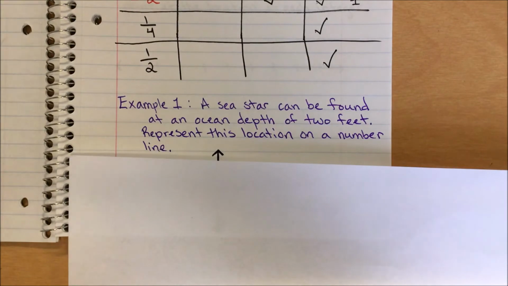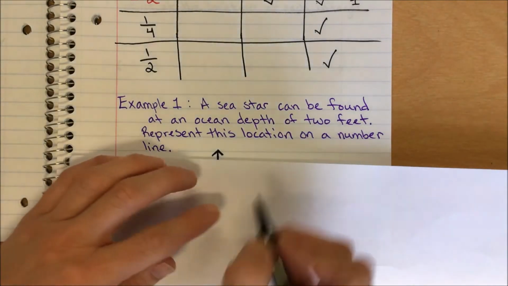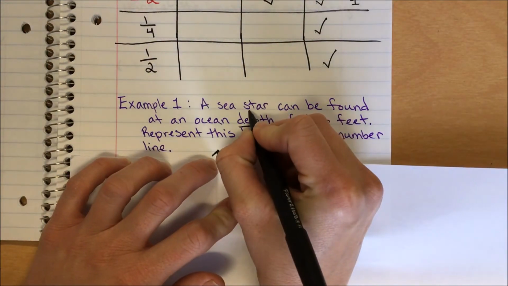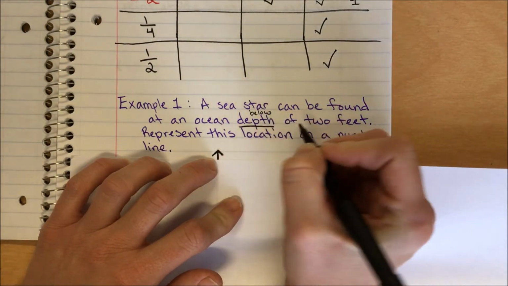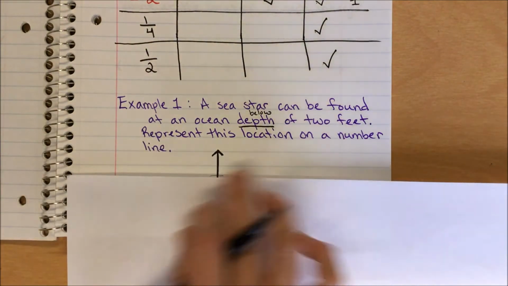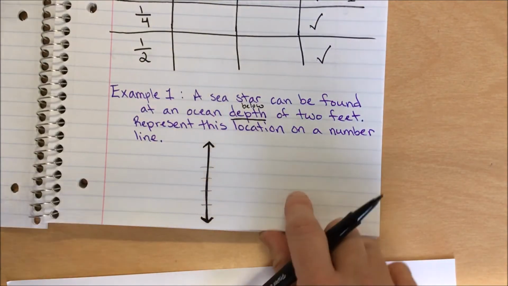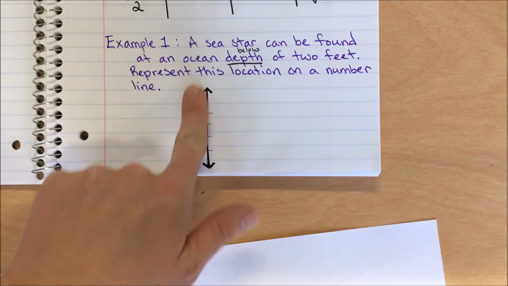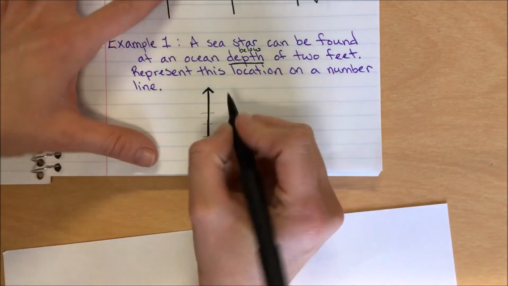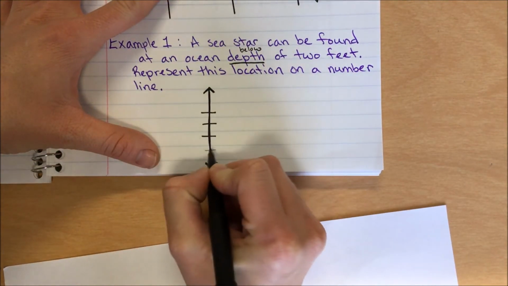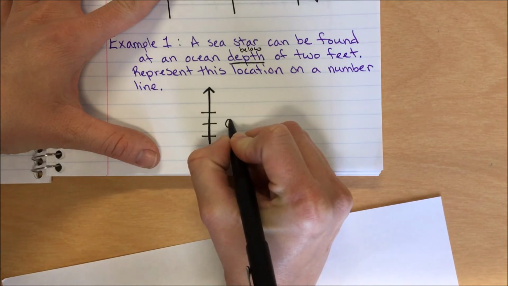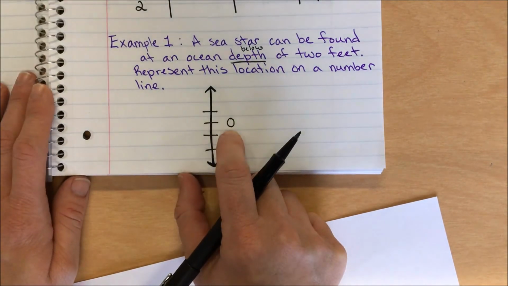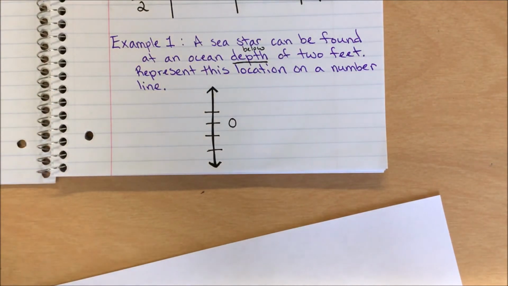Example 1: a sea star can be found at an ocean depth of 2 feet. When we're talking about depth, that means below, like going down into the sea. We want to represent this location on a number line. Notice this time my number line is up and down, it's vertical. So think about this going up into the sky. We're always going to start at 0. So in this example, what do you think 0 would represent if you're thinking about the real world? That's right, you would be at sea level, you would be on the ground.